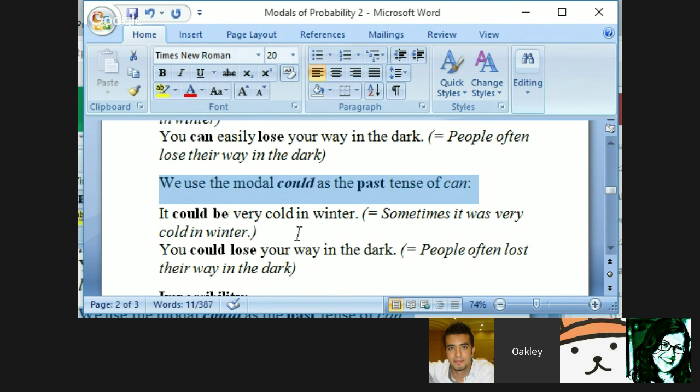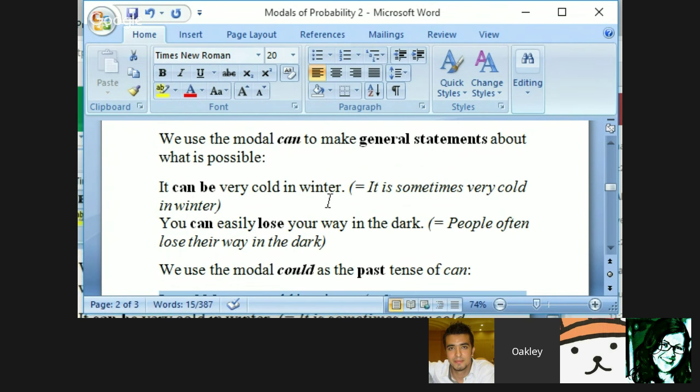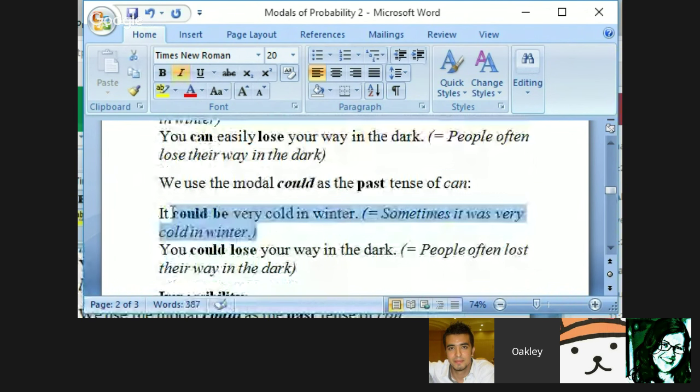Okay. It could be very cold in winter, and also, what if I wanted to talk about the future? What if I wanted to warn you, you just moved to my country, and it's sometimes cold, and I want to warn you that the future winter might be cold. First of all, I could use "it might be very cold," but well, actually, I wouldn't use could at all. I would use can. It can be very cold in winter, or it can get very cold in winter, so you have to prepare. I wouldn't use could at all.